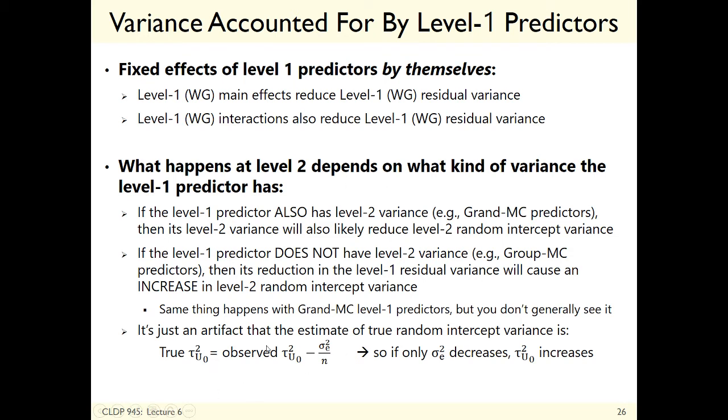And the reason that it goes up is right here. The model is trying to estimate the true random intercept variance by correcting the observed random intercept variance for what it thinks is the contribution of chance, and it operationalizes chance as residual variance divided by the level 1 n. So to the extent that that residual variance goes down, the true random intercept variance will look like it goes up.